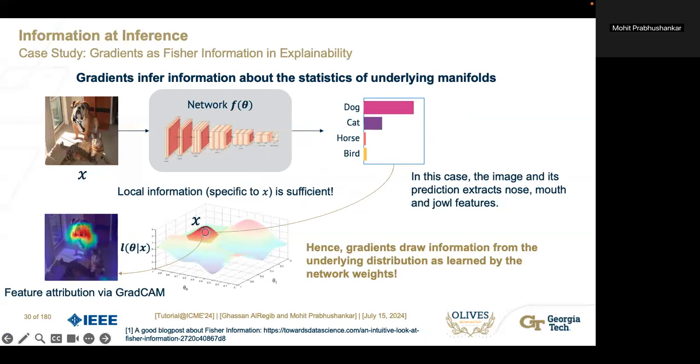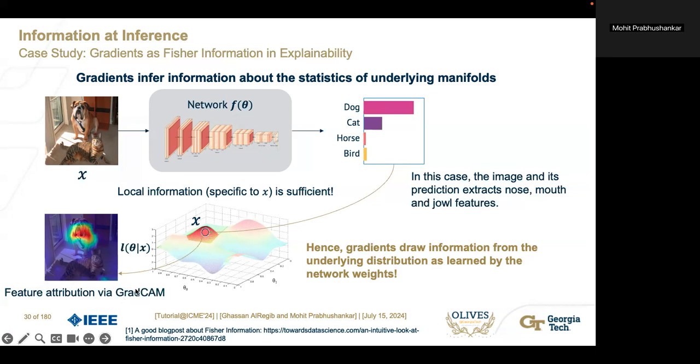Given this image of a dog, your gradients can infer information about statistics of the underlying manifold. So we know that if this data point, this dog, exists on this manifold, we'll know some local information about that manifold. We'll know about the features that can exist in a dog, let's say the face, the nose, the jowls. All of them we can basically get using the gradients. And this is where feature attribution via GradCam can come in.